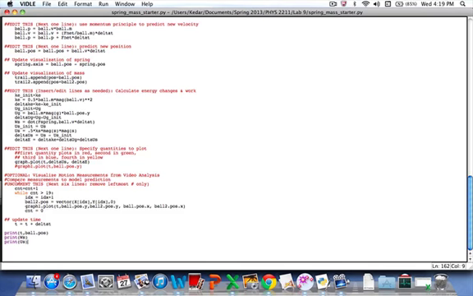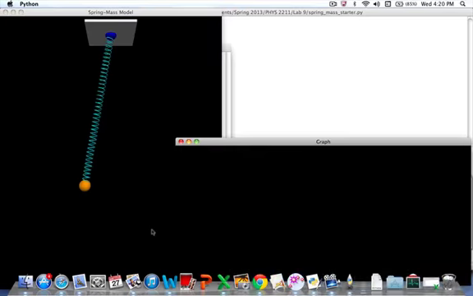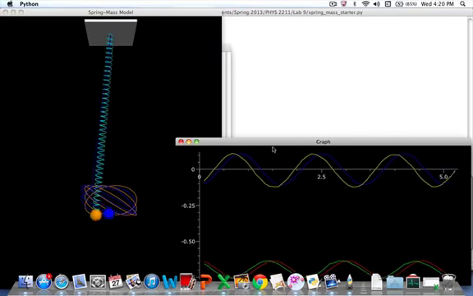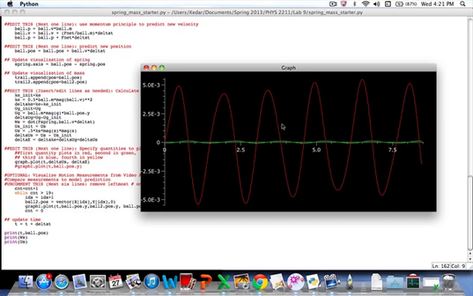Now let's take a look at the graph of the code. Here we plotted the change in total energy and the change in the spring potential energy. The red line is the change in spring potential energy, and the green line is the change in energy. And you can tell that this is correct because delta E should be 0 because energy is conserved. This is the first law of thermodynamics.